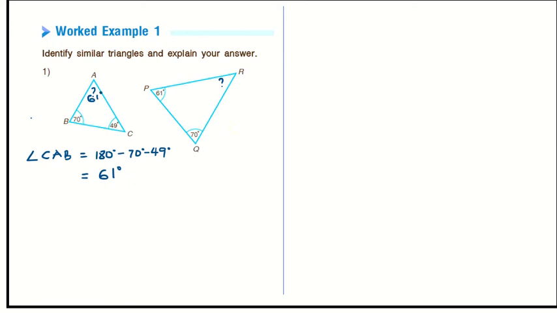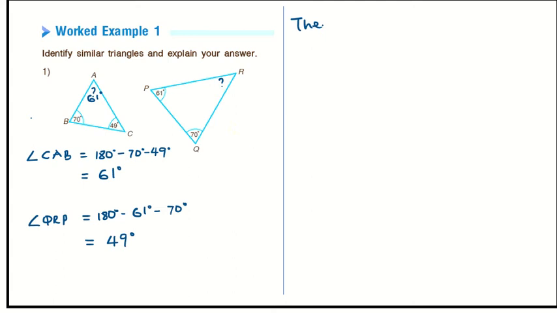Let us find angle QRP. So this will be 180 degrees minus 61 degrees minus 70 degrees. And this will give us 49 degrees. Okay?